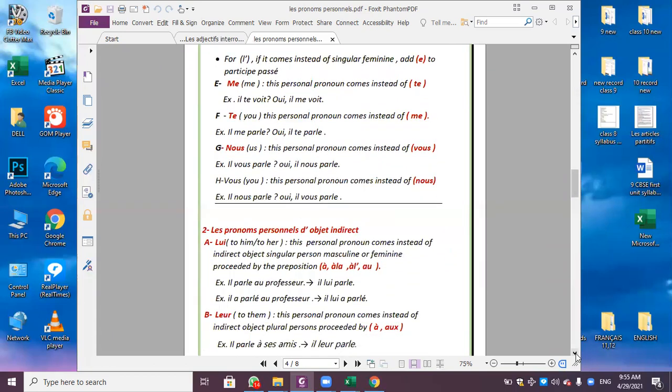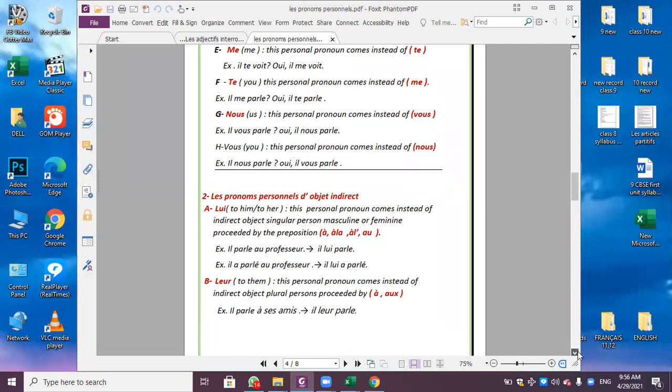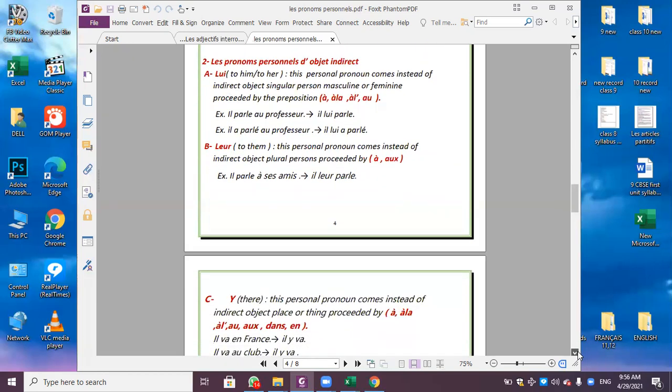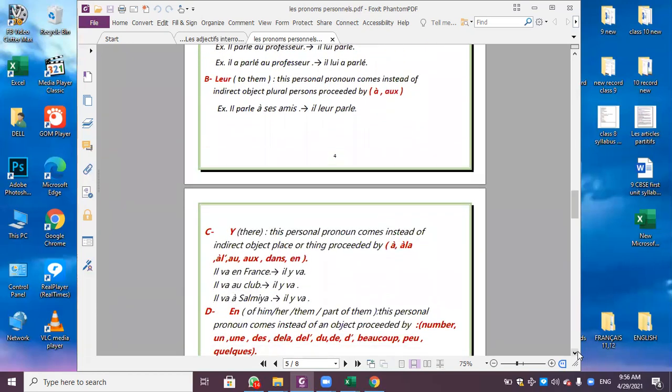Les pronoms personnels d'objet indirect. Lui comes instead of a singular person, feminine or masculine, preceded by à. Il parle au professeur, oui, il lui parle. Il a parlé au professeur, il lui a parlé. Leur, to them. This personal pronoun comes instead of indirect object, plural persons preceded by à. Il parle à ses amis, il leur parle. Y comes instead of indirect object, place or things preceded by à, au, aux, dans, en, sur.